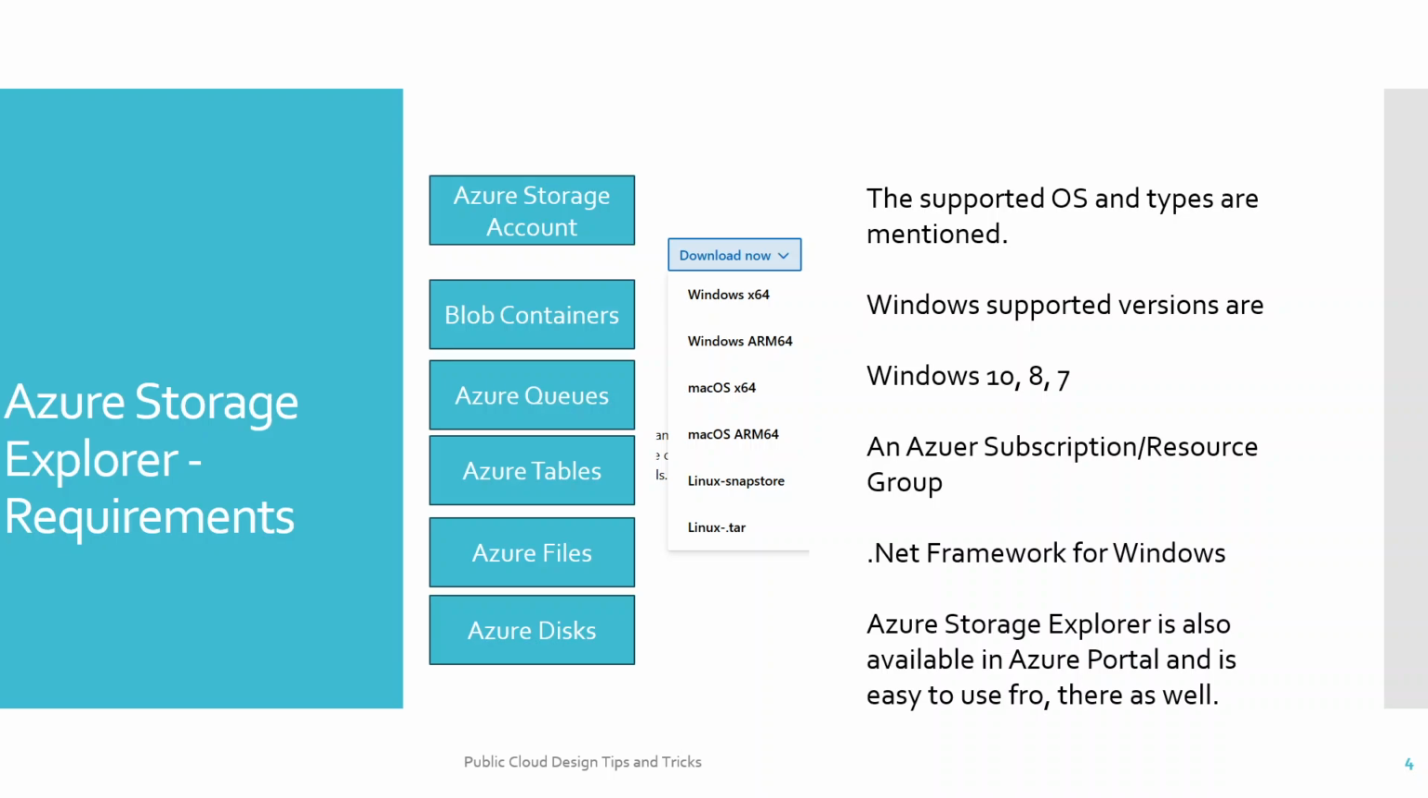So what are the basic requirements of having Azure Storage Explorer? First of all, it is supported on various platforms, as I said, like Windows 64, Windows ARM 64, Mac OS 64, Mac OS ARM 64, Linux, Snapshot Store, Linux Star. These are the different possibilities where you can install Azure Storage Explorer. Especially for Windows, the supported version is 10.8.7.